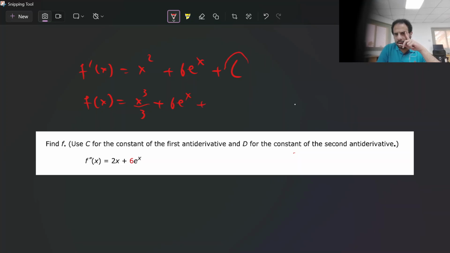How to integrate a constant? What do you think? The antiderivative of a constant is x, right? C times x, so cx. Then plus you add d. Good? Do you have questions about this?